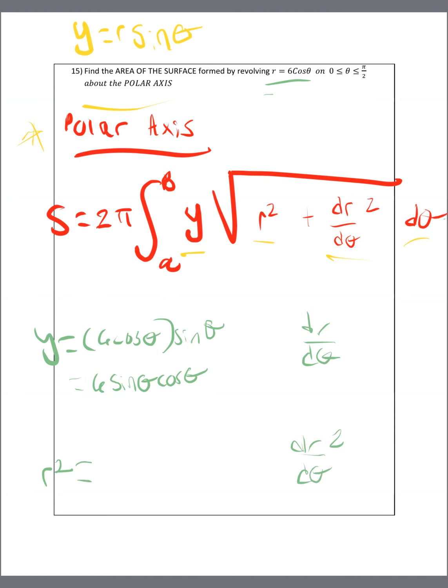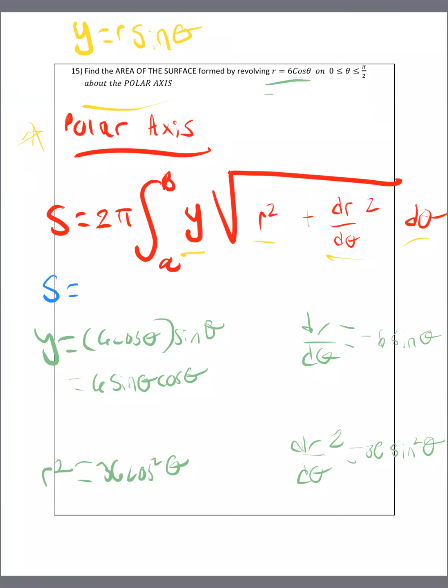What's r squared? R squared is simply 36 cosine squared of theta. What's dr over d theta? That ends up becoming -6 sine of theta, and that squared is 36 sine squared of theta. So notice how it's the same types of variables, so it's not too bad. So let's plug it in.